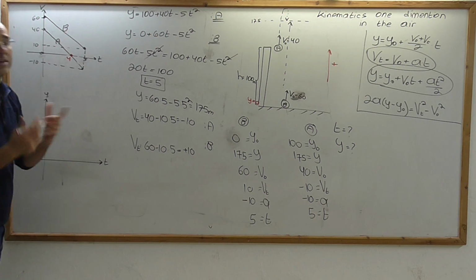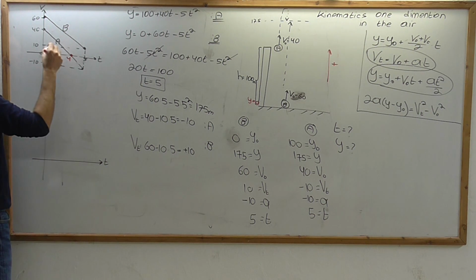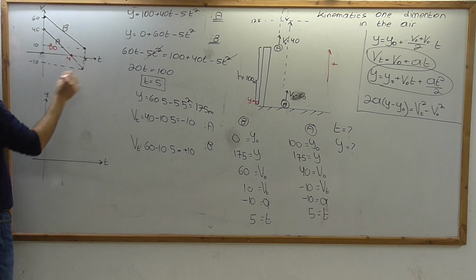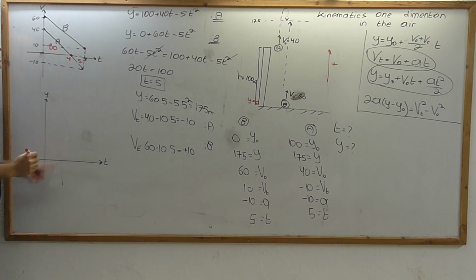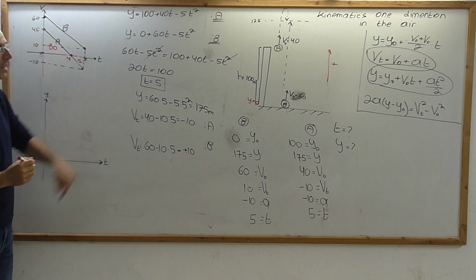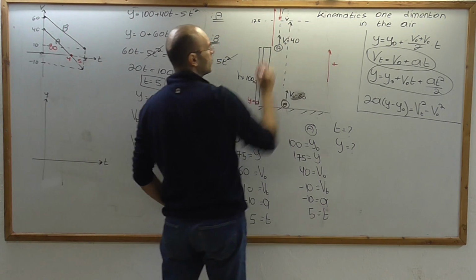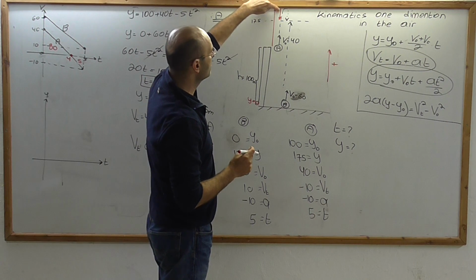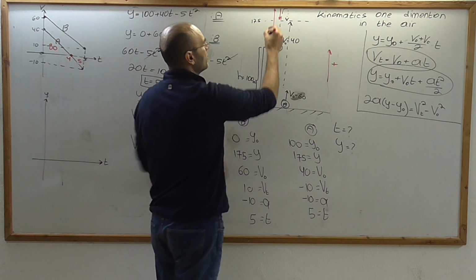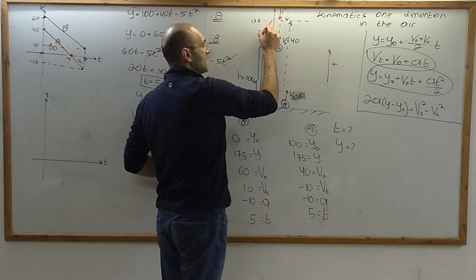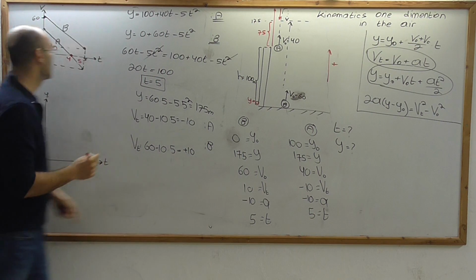Okay, now let's calculate areas. This is a triangle. 40 multiplied by 4 is 160, divided by 2 it's 80. This is 1 multiplied by 10, divided by 2 is 5. It means that it went up 80, down 5. This ball went up 80, down 5. If you go 80 and then down 5, you go 75. And exactly this is what it did, because 100 plus 75 is 175.